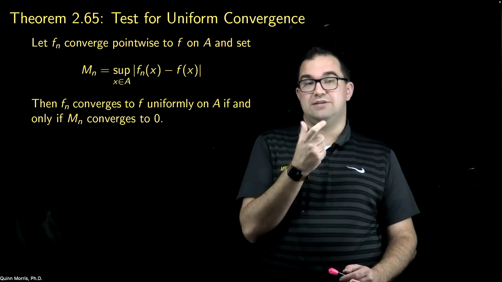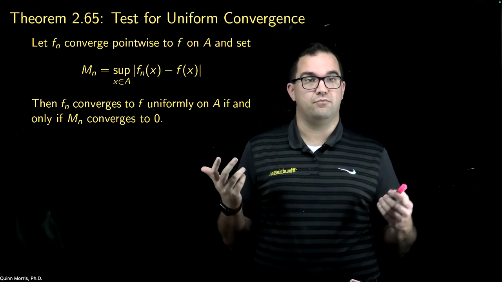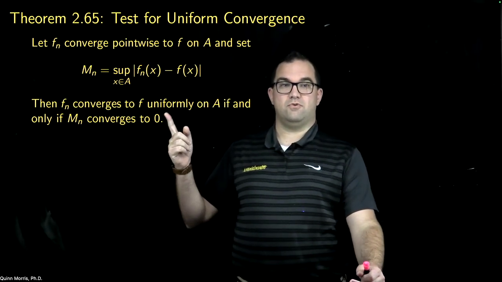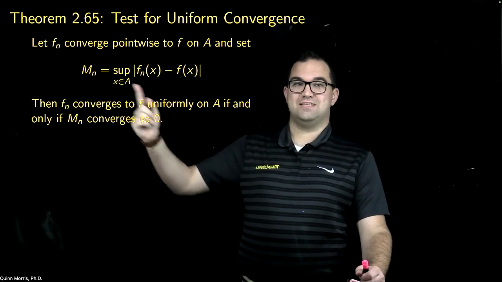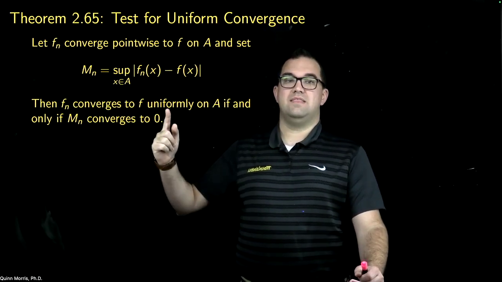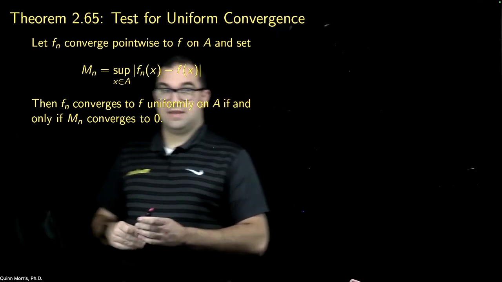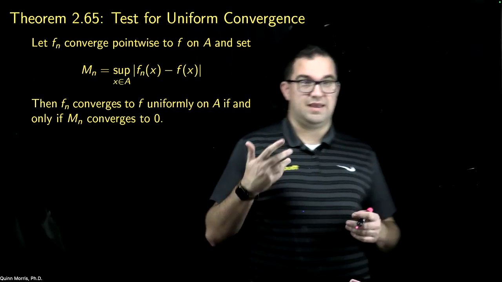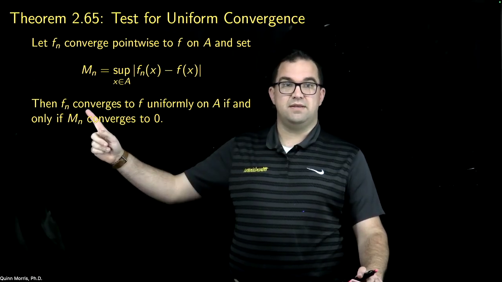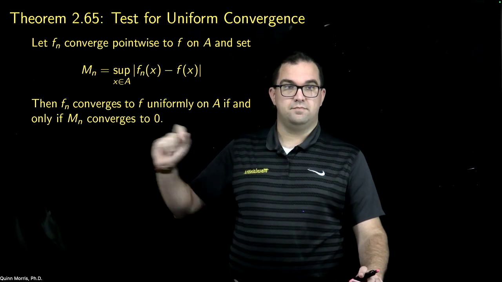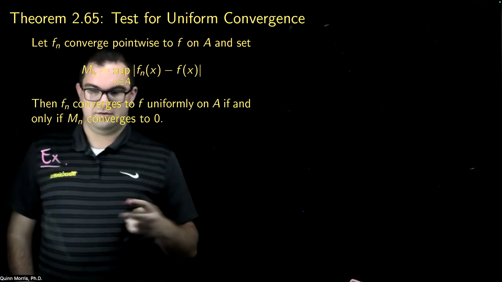It really means you could exchange this with the definition of uniform convergence, and it would work exactly the same, right? So if f sub n converges uniformly to f, then this quantity must go to 0. But also, if this quantity goes to 0, then f sub n must converge uniformly. Okay. Now, again, because it's if and only if, we can also negate things. So if M sub n does not go to 0, then f sub n does not converge uniformly to f.